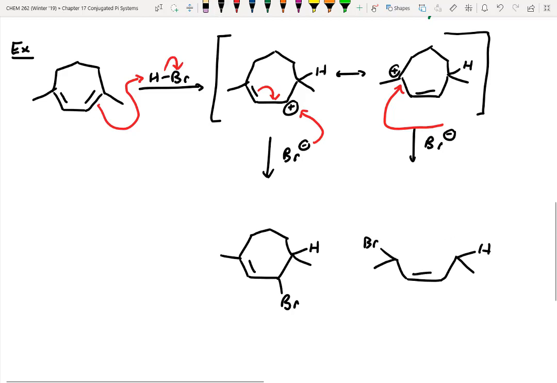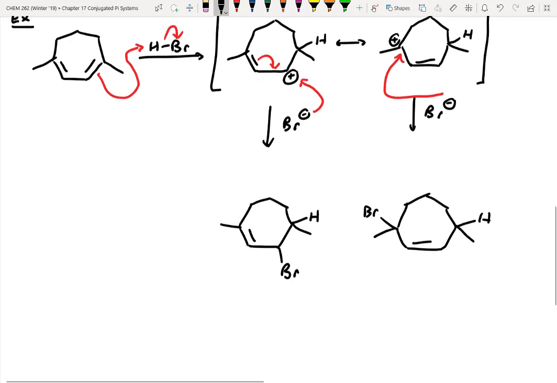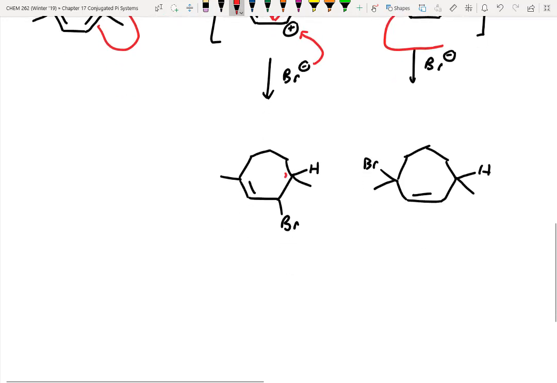That's a terrible roof. All right, so we've got 2 different products. Which one is going to be our 1,2 addition product? Left or right? Left. If we think about it, we added in 2 things, and they're 2 carbons away, so this would be 1,2 addition. This would be 1,4 addition, because they are 4 carbons away from one another.